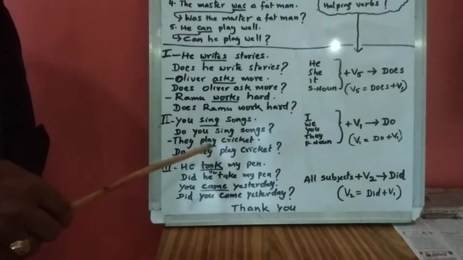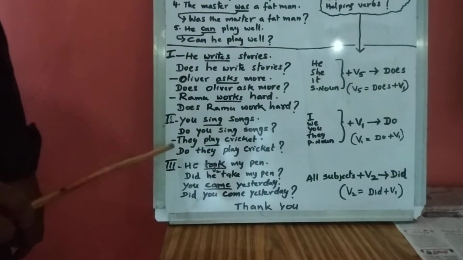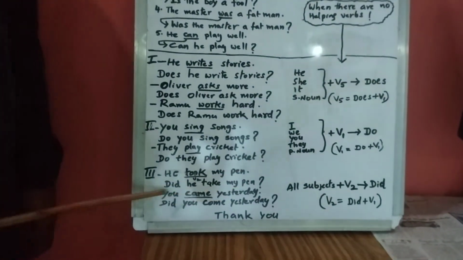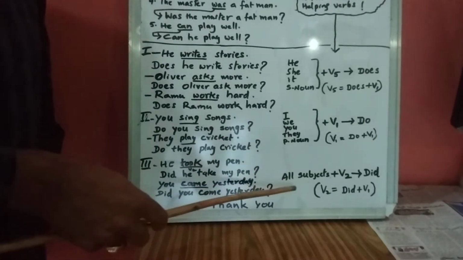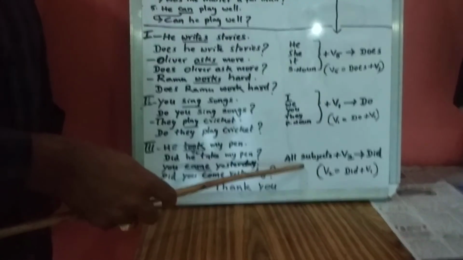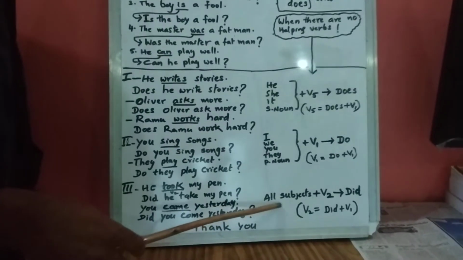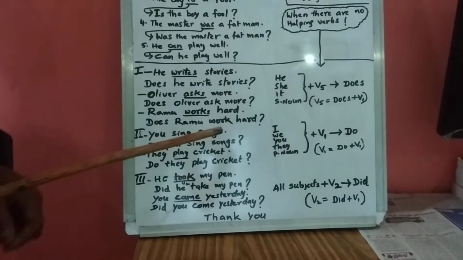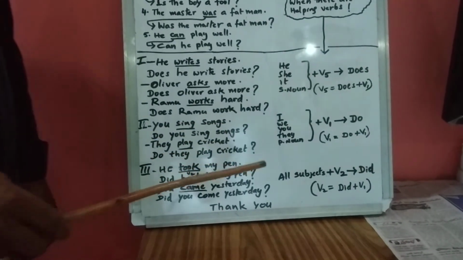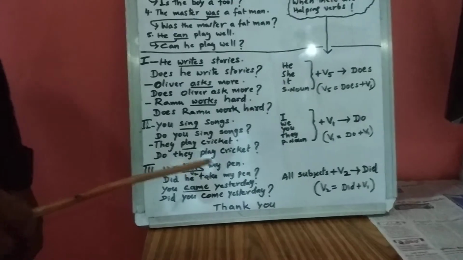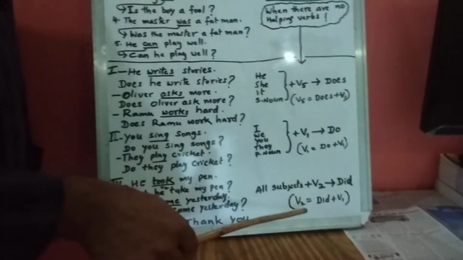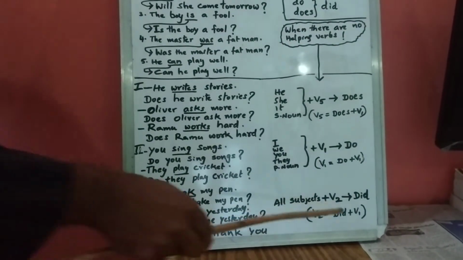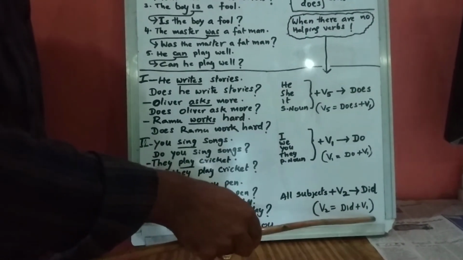They play cricket. Play is verb 1. Then do is used before the subject. Do they play cricket? Let's come to the third model. Here also any subject in the subject place, any pronouns or nouns. So here you can see verb 2. Verb 2 means past tense, simple past tense. So if you want to make a question, whenever you see V2, then you use did plus V1. V2 is equal to did plus V1 in the question form.